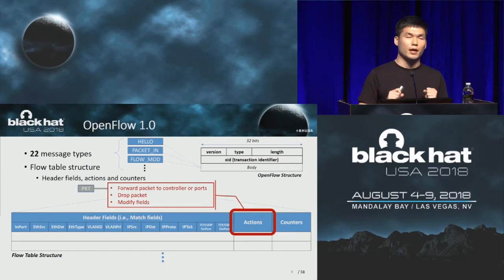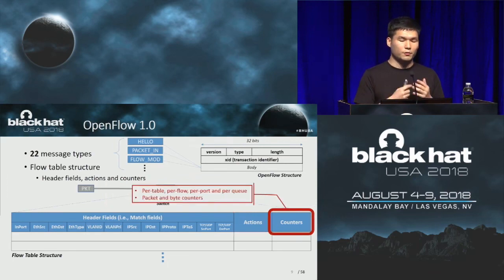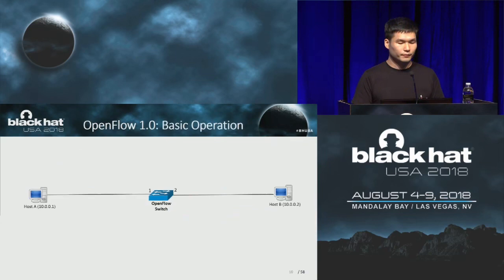For instance, the switch can forward the packet to another port or modify the header fields. And after those actions are executed, the switch increases the counters of the flow rule, such as packet counts or byte counts. Those counters can be used to analyze the flow statistics from the controller later.